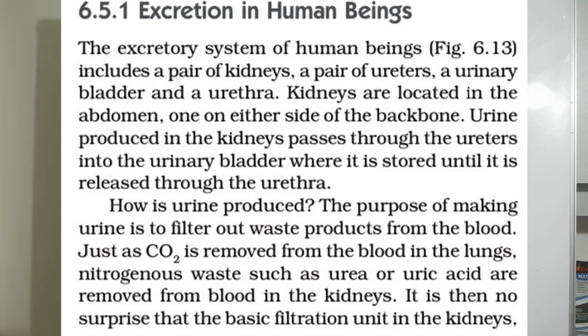Some substances in the initial filtrate such as glucose, amino acids, salts and a major amount of water are selectively reabsorbed as the urine flows along the tube. The amount of water reabsorbed depends on how much excess water there is in the body and on how much dissolved waste there is to be excreted.